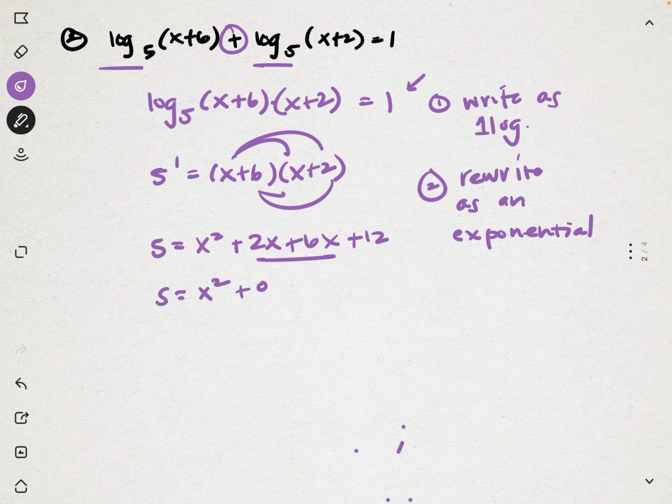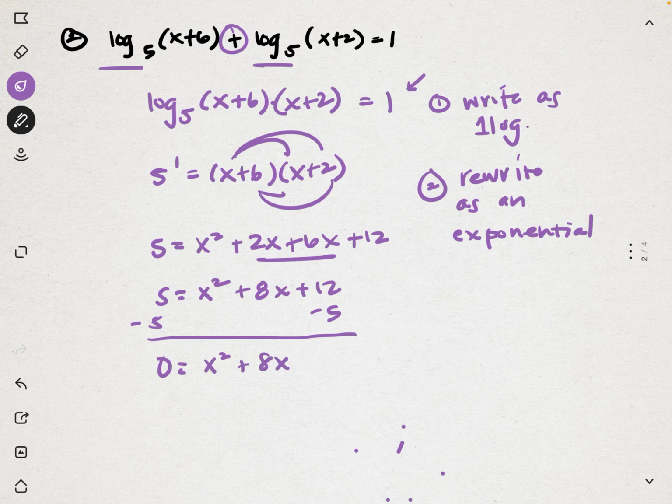And keep in mind, you guys can skip steps if you're good at it. All right. Anytime we're solving a quadratic, we're trying to make it equal to 0. So remove the 5 over. 0 equals x squared plus 8x plus 12 minus 5, which is positive 7.